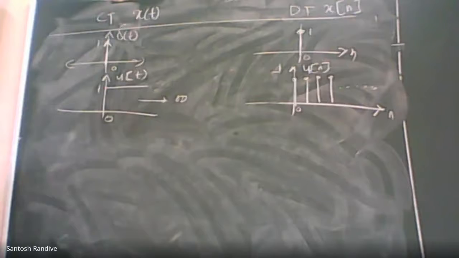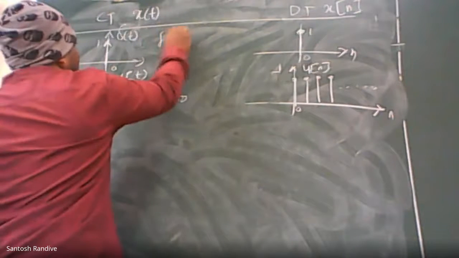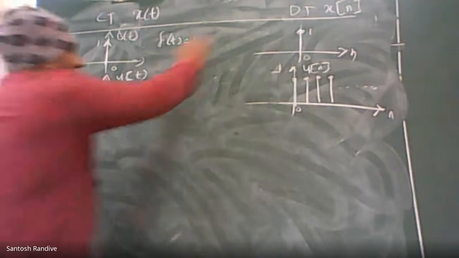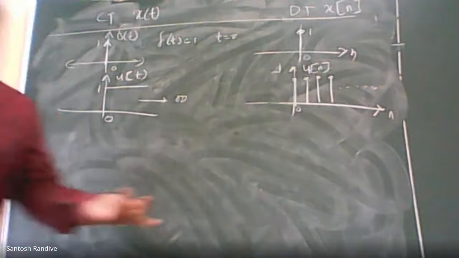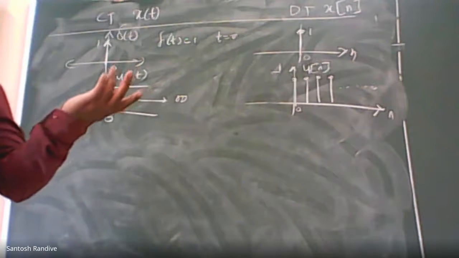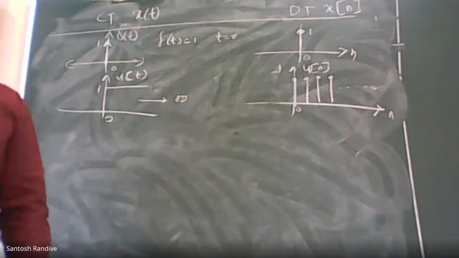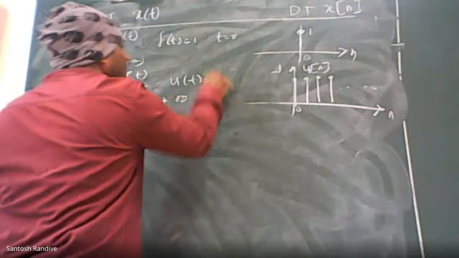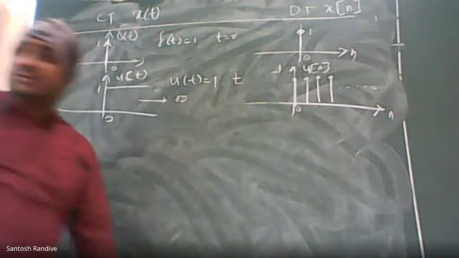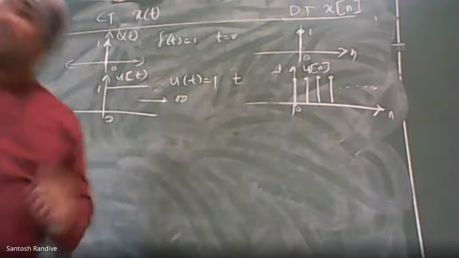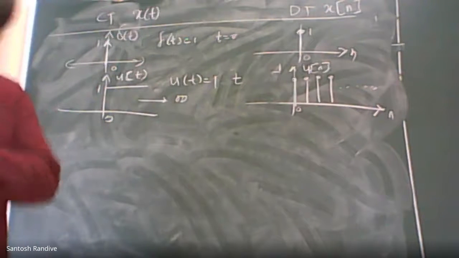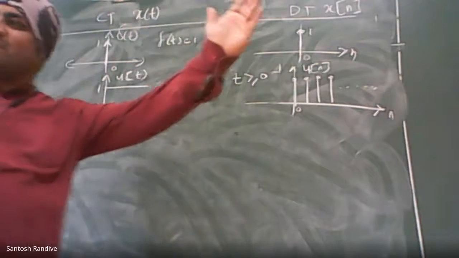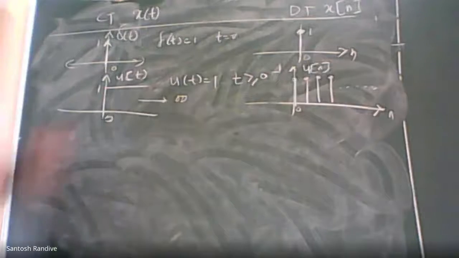So how will you represent this? Delta of t is equal to 1 where t is equal to 0. Otherwise it will be 0. How will you represent this signal? u of t. u of t is equal to 1 where t is greater than or equal to 0. Okay, the same goes for n.